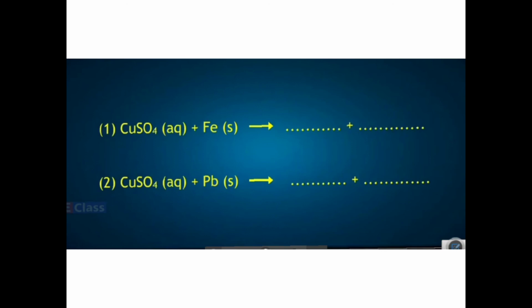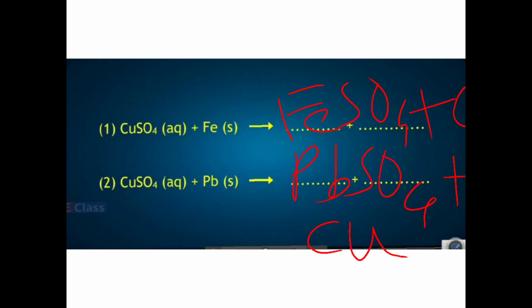So let us complete some of the reactions given here. CuSO4 plus Fe will give you FeSO4 plus Cu, and CuSO4 plus Pb will be giving you PbSO4 plus Cu. That is given in the form of blanks.